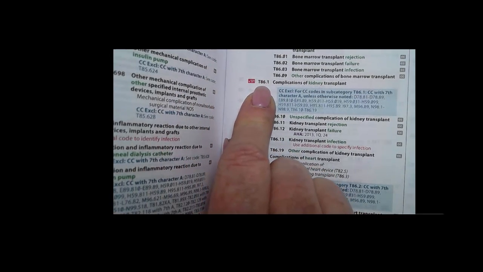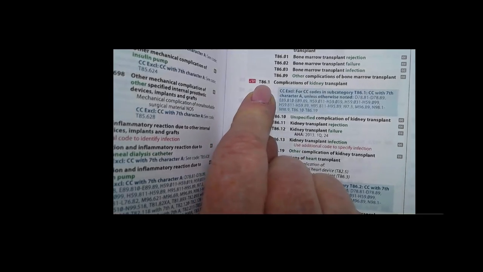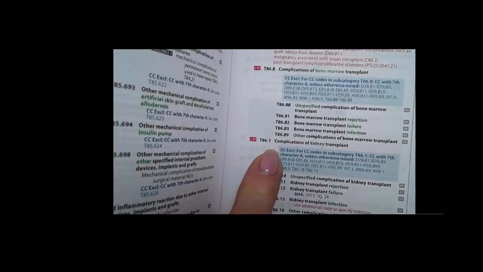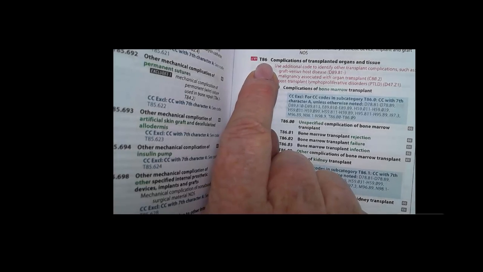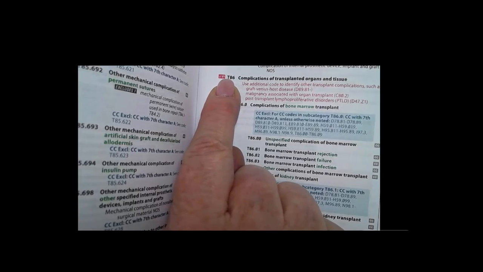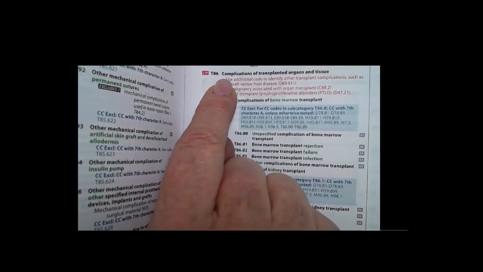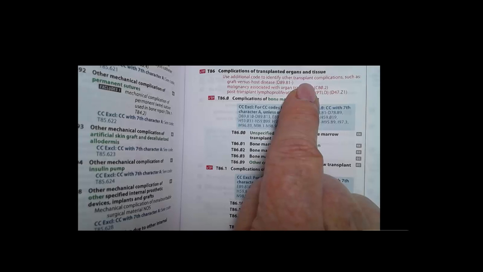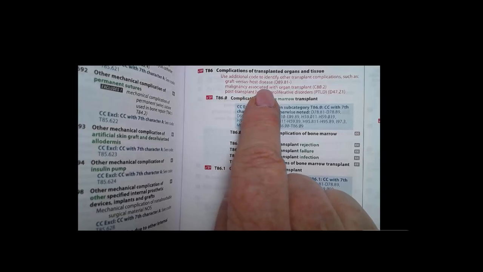One point I wanted to make was to look at the instructional notes with this category. And this is why you often want to go not just straight to the code, but go back to the beginning of this section. This is called a category code when you have 3 characters here. It's not complete. You've got this little fourth out here telling you you need at least a minimum of 4 characters for this to be a complete code. But in this category, you're going to use additional codes to identify other complications, such as a graft versus host disease, a malignancy associated with the organ transplant, which is the case that we're working on, and use C80.2.